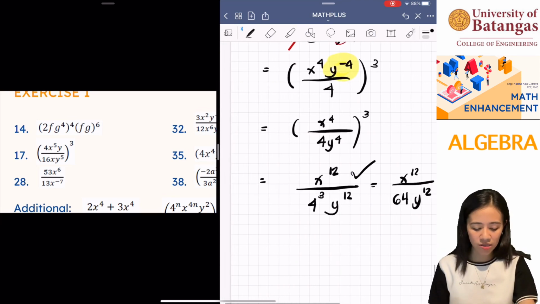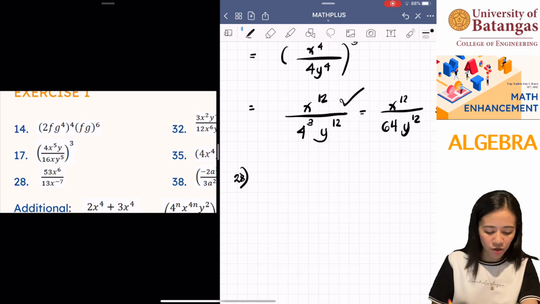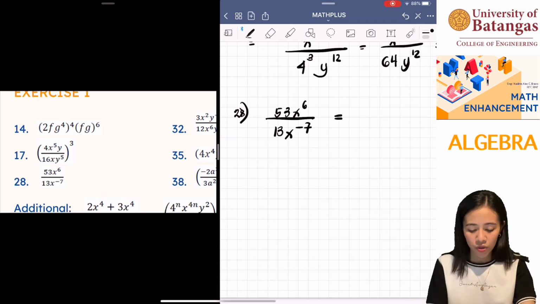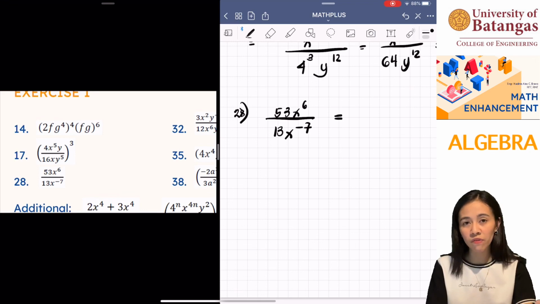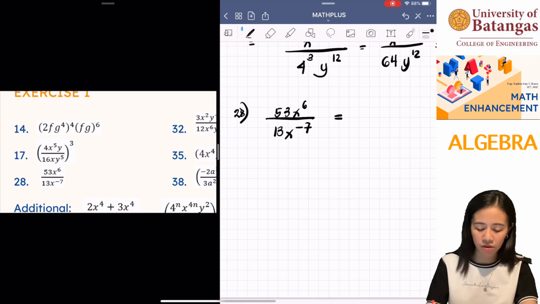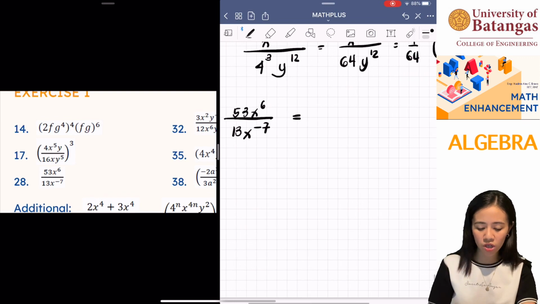Okay? Next. We have number 28. So, for number 28, you have there 53x raised to 6 all over 13 x raised to negative 7. With 53 over 13, we cannot simplify that. They're already prime factors. Pero we can simplify x raised to 6 tsaka x raised to negative 7. So, that's by simply subtracting the exponents that you have. Quotient rule tayo bali dito.